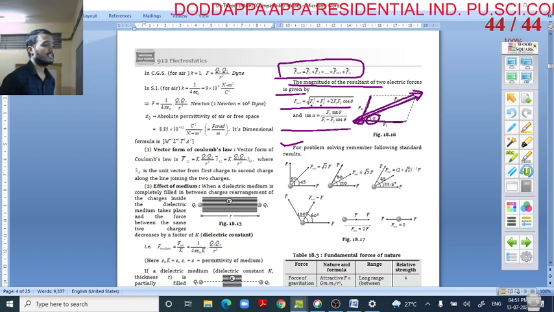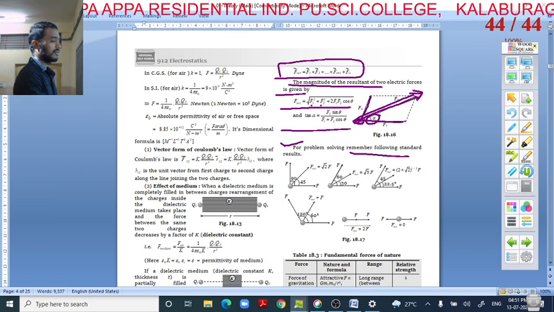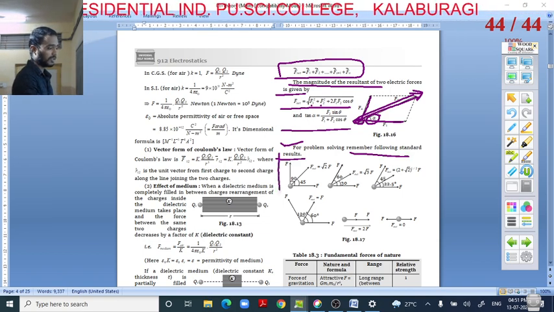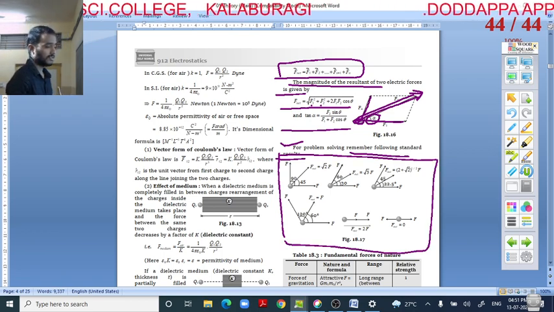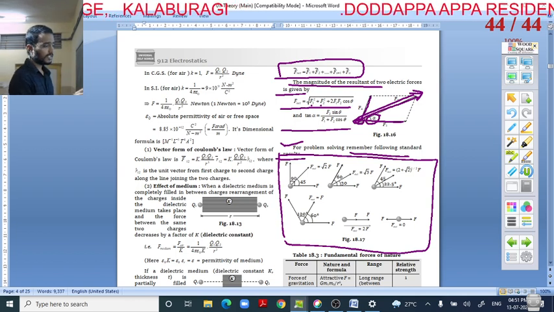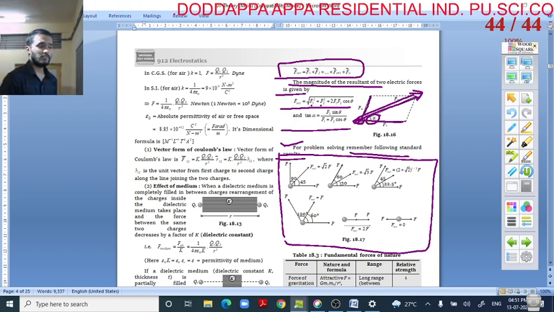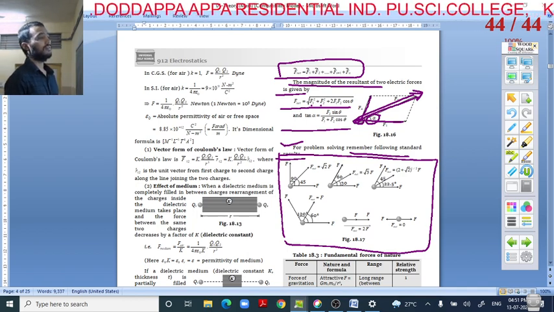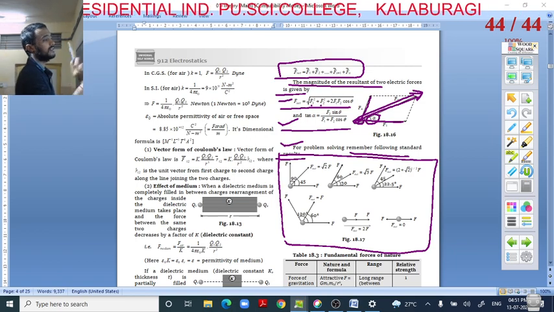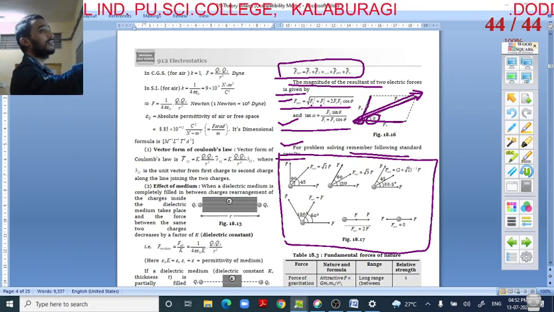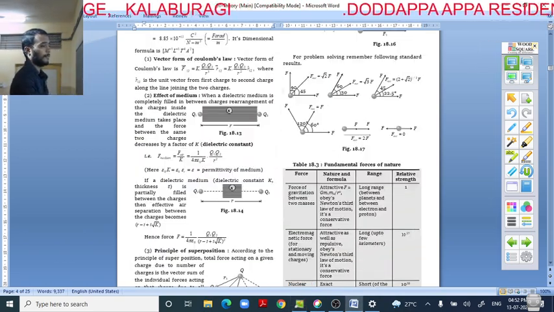Some important things on this concept, for problem solving, remember the following standard results. We have to remember these results. Just go through this and remember these values to solve the problems with the help of these formulas. Okay, we'll go for the next.